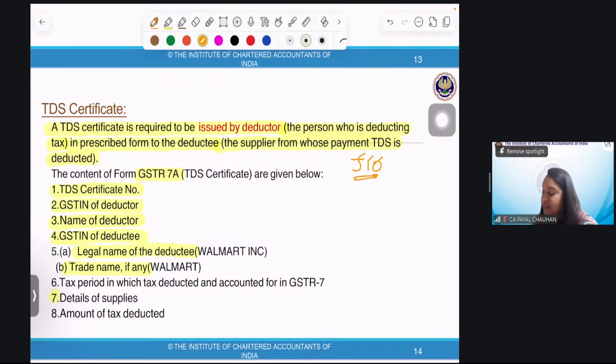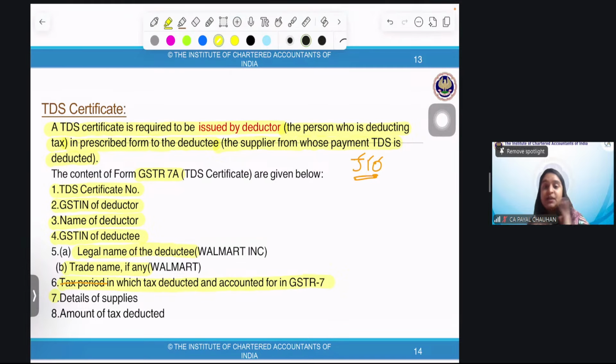Right. Now, the tax period: the tax period in which tax was deducted and accounted for in GSTR 7. Where does the TDS go? No, it's not in the e-credit ledger. We'll be coming to that point. It will be in the cash ledger, right? But we'll be covering it.